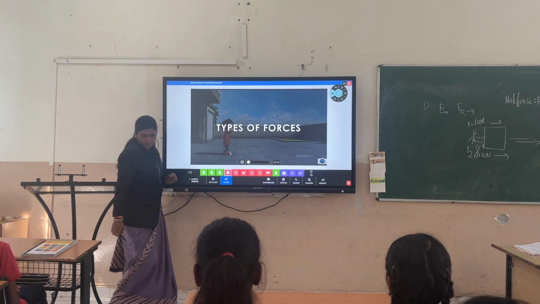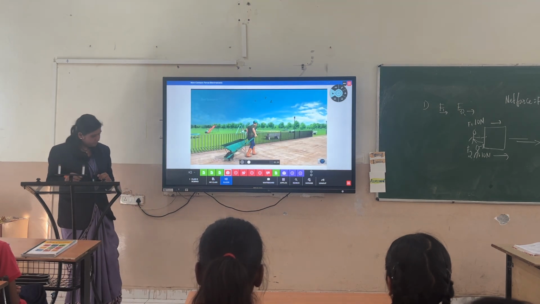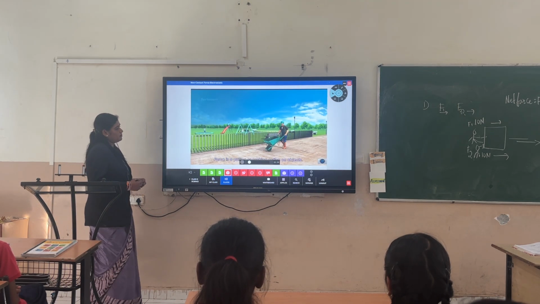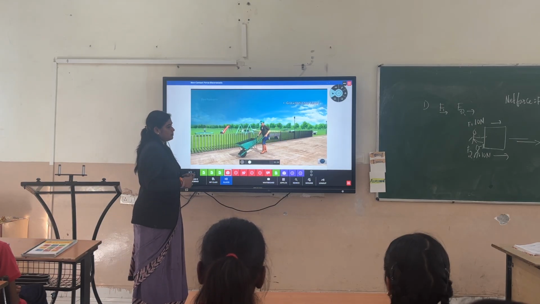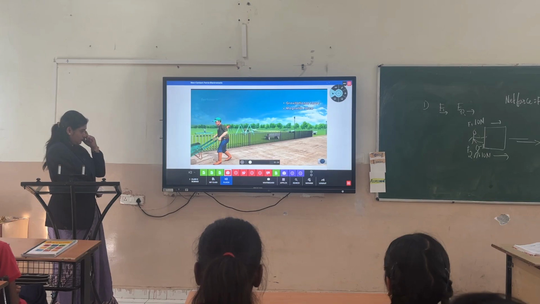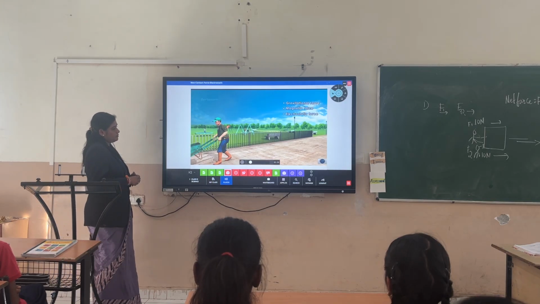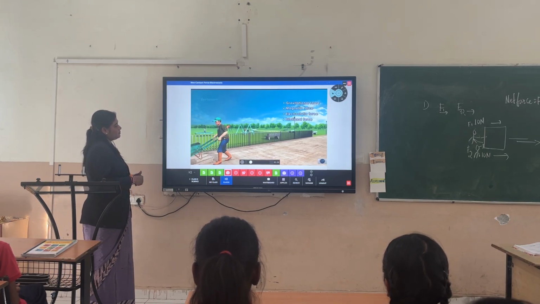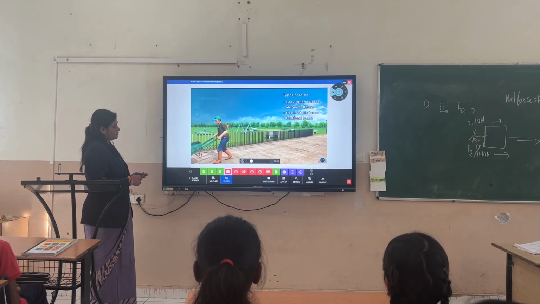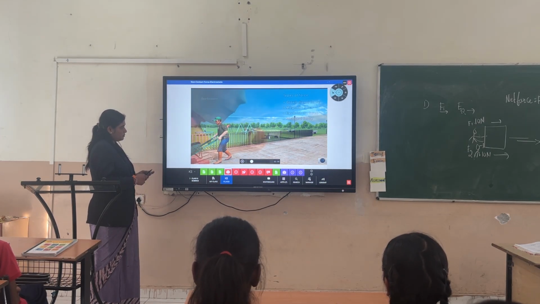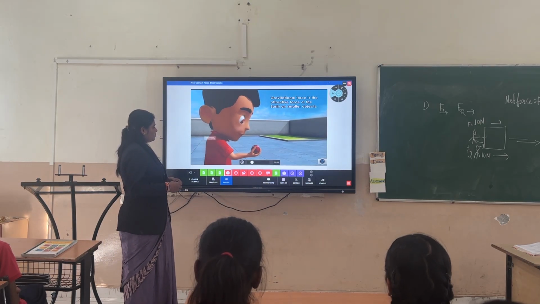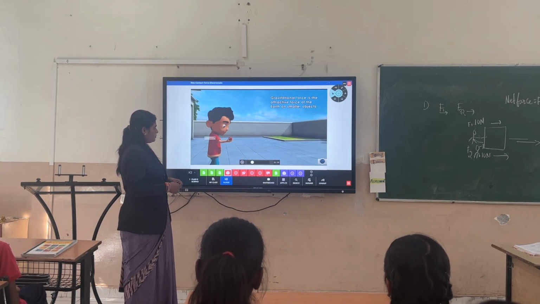Types of forces. Force is a pulling or pushing action on objects. Gravitational force, magnetic force, electrostatic force, and frictional force are some of the different types of force. Gravitational force is the attractive force of the earth on smaller objects.